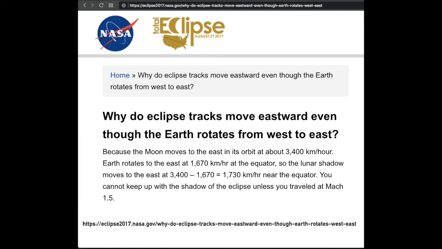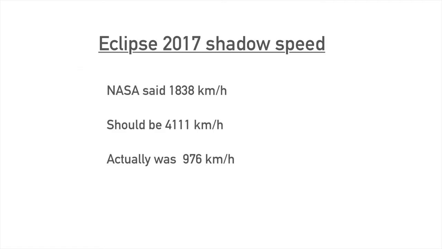Their numbers for the equator are overly simplified, and they do not show any calculations or explain how they reached the number Mach 1.5, which is 1,838 kilometers per hour. These are my numbers from the previous video. However, someone in the comments pointed out a few errors making my calculations inaccurate.